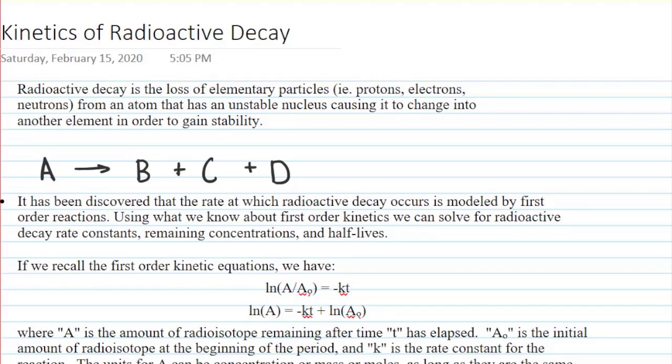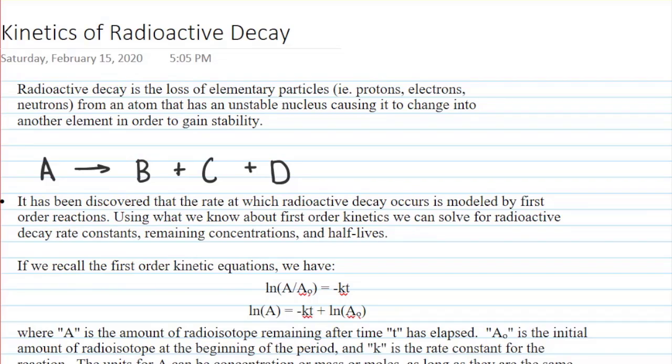The units for A can be either mass, moles, or even atoms, as long as they stay consistent. And the units for time will really depend on the units for the rate constant. As long as your time and rate constant match, either in minutes and per minute, or seconds and per second, you can have either type.